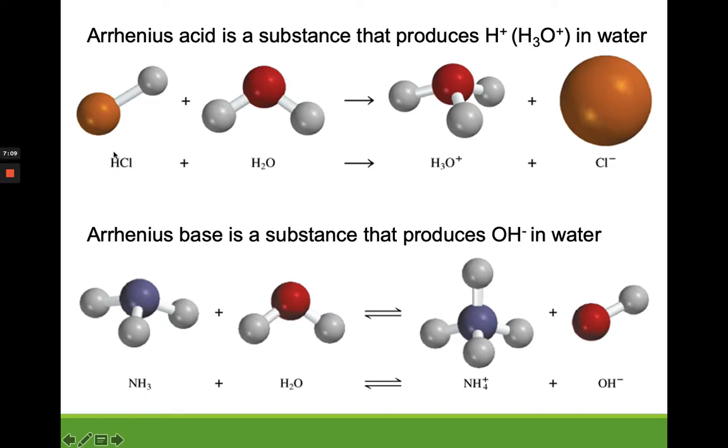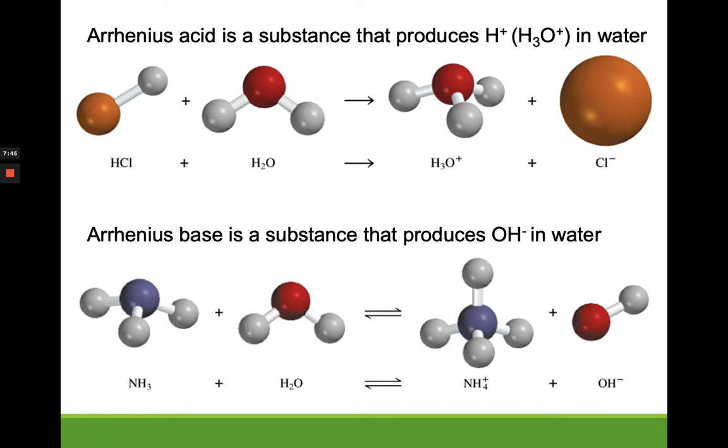So for example, you have this substance HCl. Once it donates its one hydrogen ion into water, then the water molecule becomes H3O plus. Scientists just like to write this as the H plus ion. And then the partner, the one that has been left, is your Cl. So anything that has produced H plus or H3O plus in water is considered to be an acid.